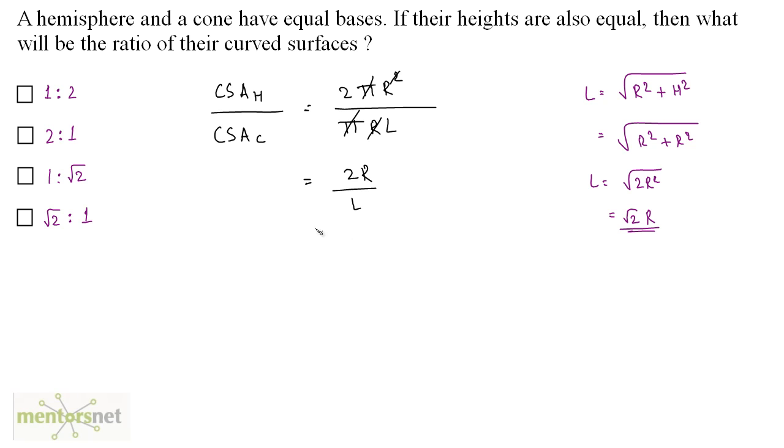Let's put the value here. So we have 2r upon root 2 r. This r and this r gets cancelled out. We have 2 by root 2. 2 can be written as root 2 times root 2, right? Divided by, we have root 2. This root 2 and this root 2 cancels out. We have root 2 by 1. So the ratio of their curved surfaces is root 2 is to 1. So option D is the correct answer.